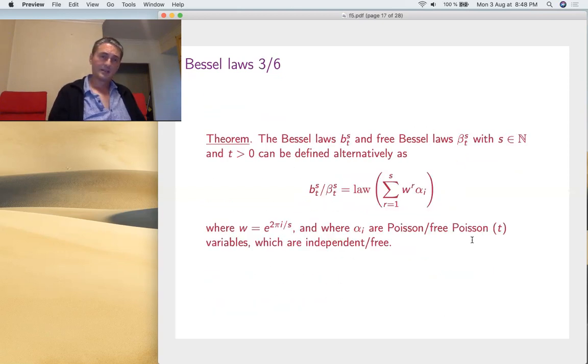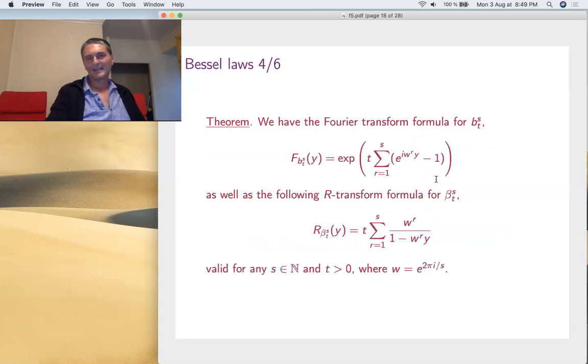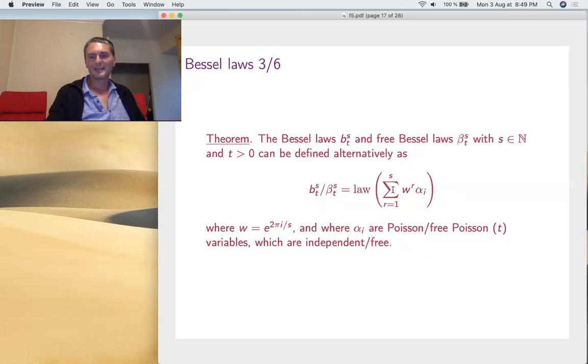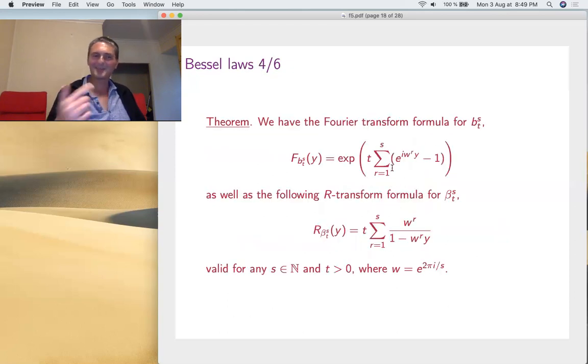Now theory. So that's the first thing about compound Poisson laws. This can be defined alternatively as sums of certain variables. So here's the result in this Bessel law case. These are just the laws of sums of variables which are Poisson of t independent, or free Poisson of t free in the free case, as sums weighted by roots of unity. Okay, that's something we've seen more or less last time. And the proof uses this thing, which is also a theorem. If you want to compute Fourier transforms, either starting from the compound Poisson limiting theorem or from this thing here, you get the same thing. So that's the proof that the definitions coincide.